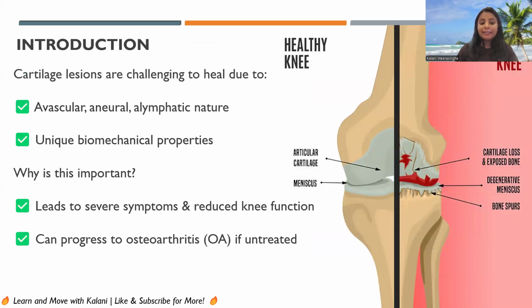Cartilage lesions in the knee are particularly difficult to heal because cartilage is avascular, aneural, and alymphatic. This means it has no direct blood supply, no nerves, and no lymphatic drainage as well. So, repair and regeneration in cartilage is really limited. As a result, cartilage injuries often lead to severe symptoms where reduced knee function occurs, and if left untreated, it can progress to osteoarthritis also.